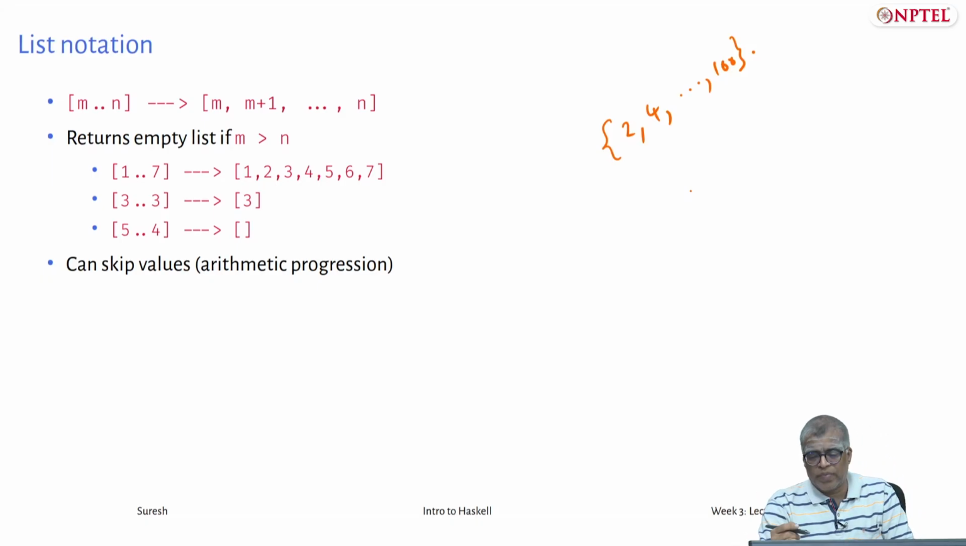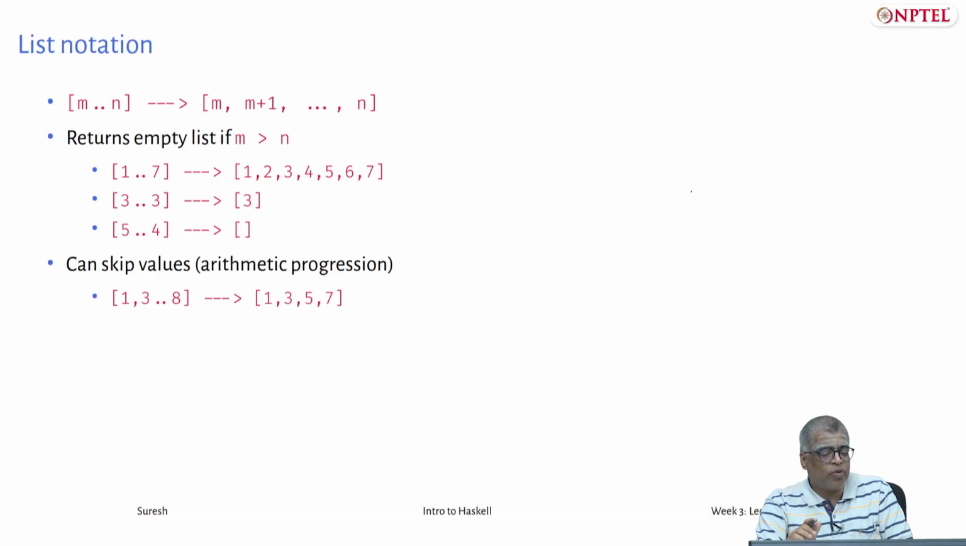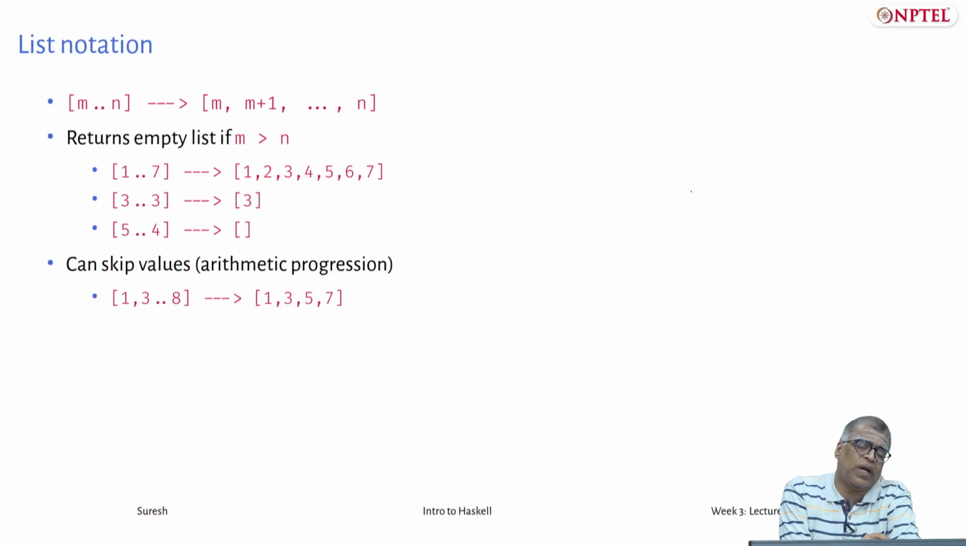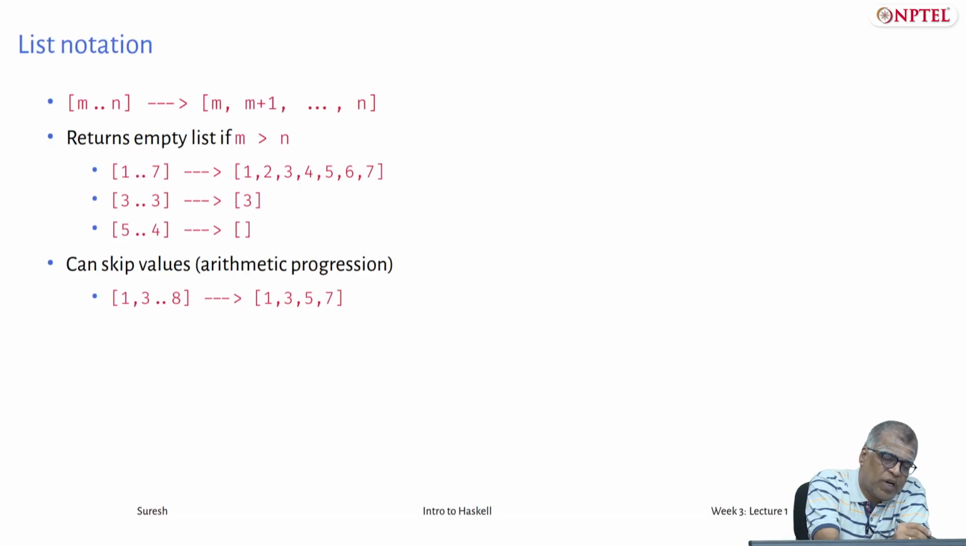Okay, so that is arithmetic progression. If I say 1, 3 dot dot 8, I will do 1, 3, the next element is 5, the next element is 7. Then the element after 7 that I would want to include is 9, but 9 is greater than 8, so I will skip it. I keep on going till I cross the value 8 that has been specified here.